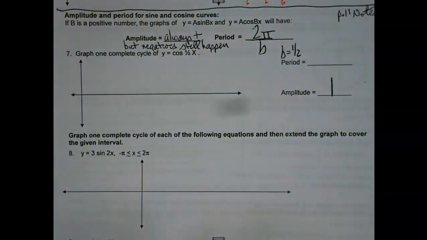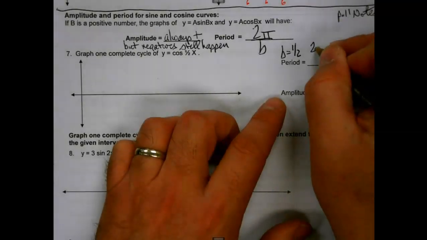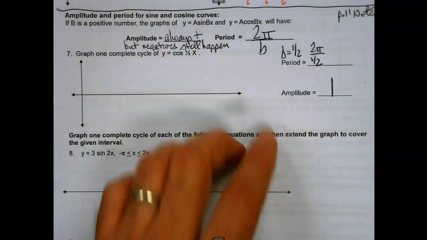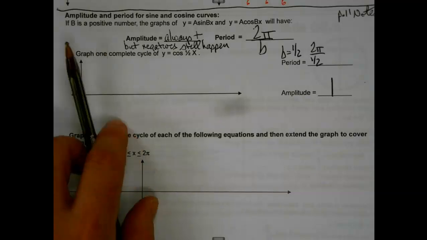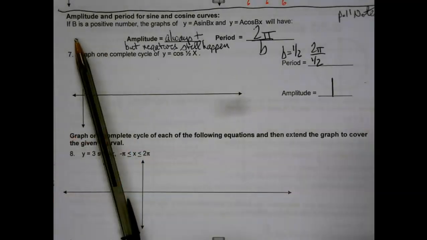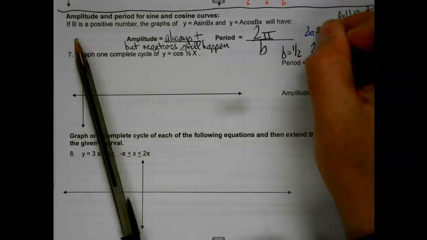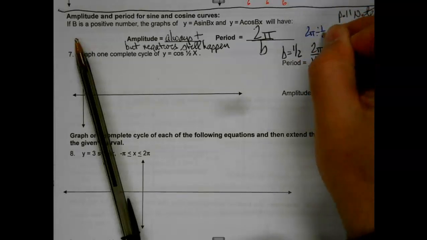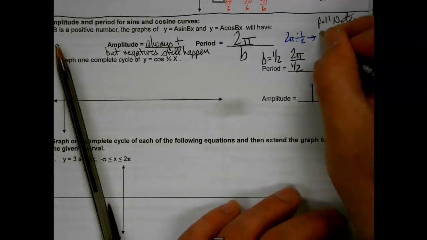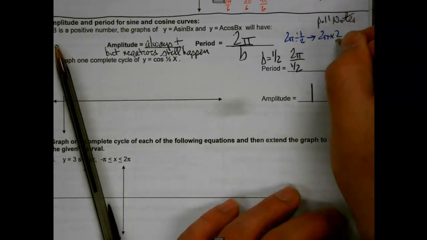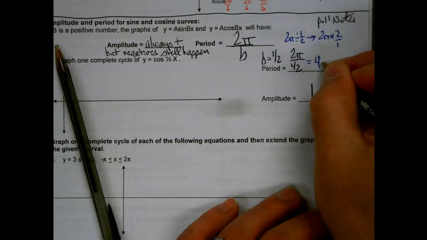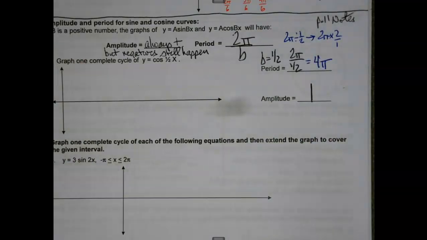We can't get sucked into making a math error here. When we do 2 pi divided by b, 2 pi divided by 1/2 is not pi. We're not dividing by 2. So if you've got to do a little side work to remind yourself, remember, if you divide by 1/2, that is the same as multiplying by 2, or 2 over 1. So your period would be 4 pi.